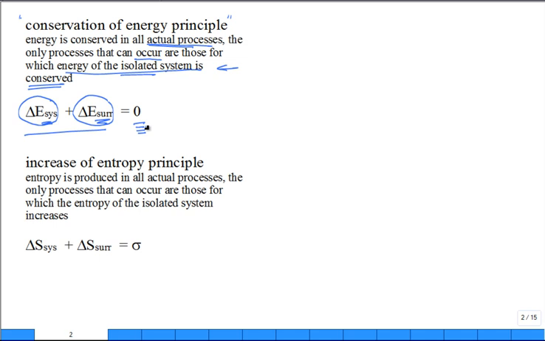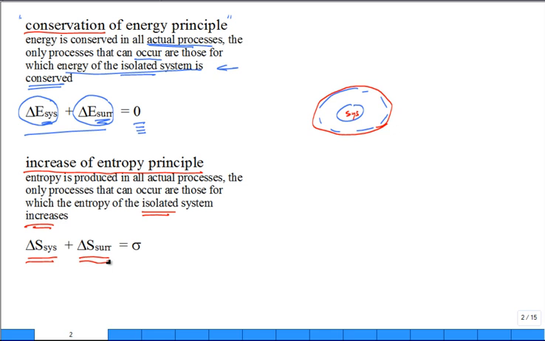Okay? Let's talk about the increase in entropy principle. Not the conservation of entropy principle, but the increase of entropy principle, saying that entropy is produced in all actual processes, and the only processes that occur are those for which the entropy of the isolated system increases. So again, you have your system, you have its nearby surroundings, you define this as your isolated system, and the entropy of the system can go up or down, the entropy of the surroundings can go up or down, but when you sum them together, they have to be greater than zero because there is some production. Now, you can say it's greater than or equal to zero if you have frictionless, no irreversibilities.